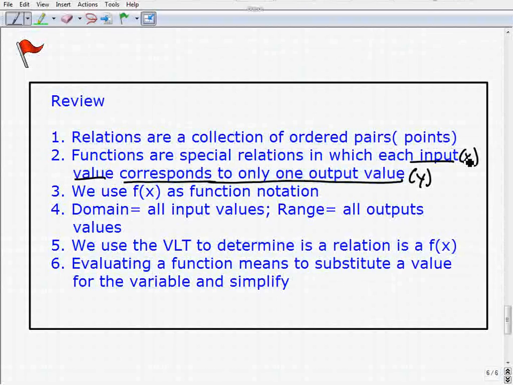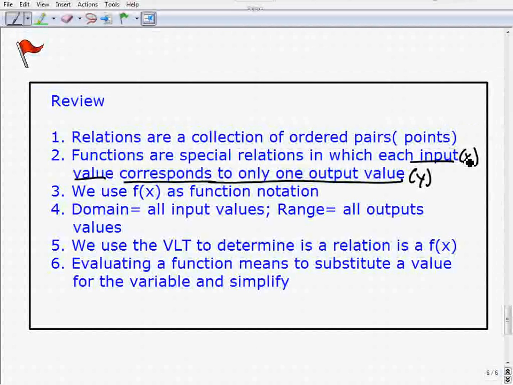We also talked about how we can use f of x as our function notation. We showed you how that works. Domain: remember, that's all the allowable input values. You can have any number as part of the domain as long as you don't get a 0 in the denominator or a negative inside of a radical square root. And then a range is all the output values based upon whatever your domain is.